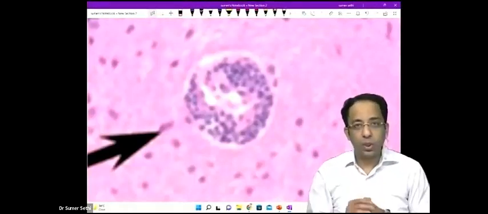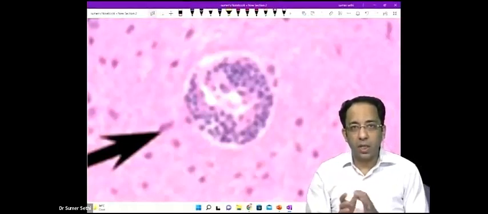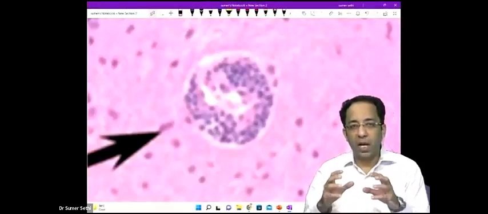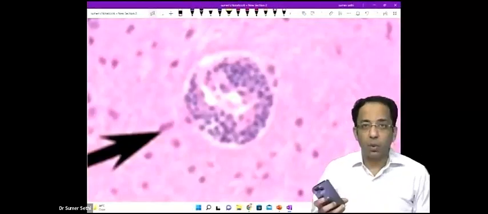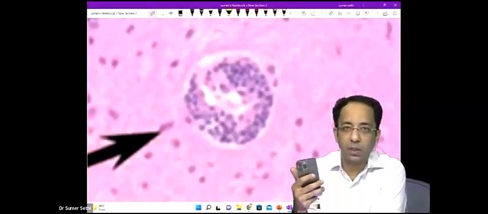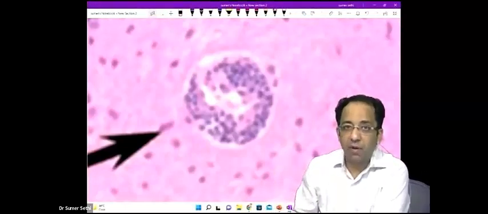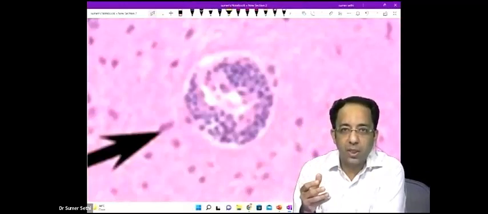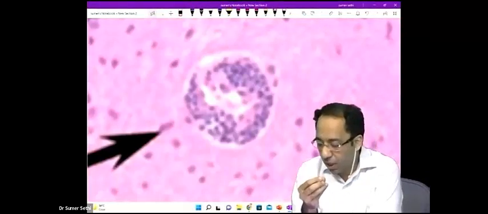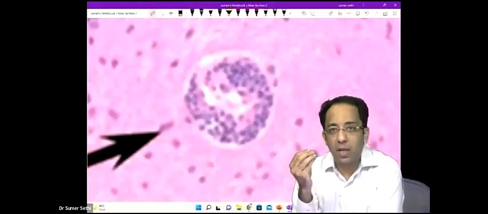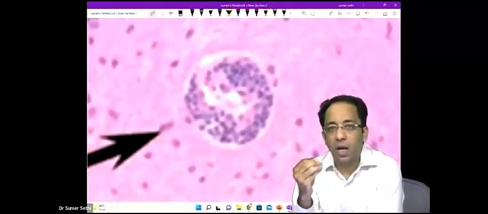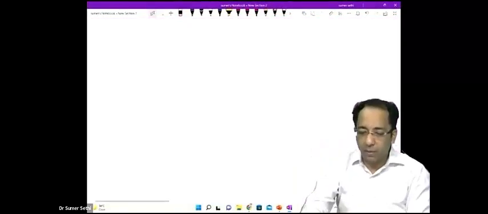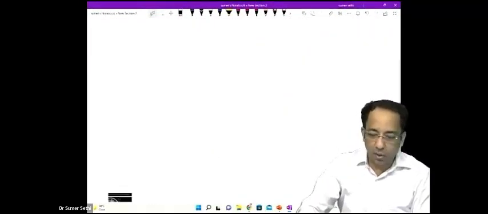So whenever we use a term in radiology called ring enhancing lesion, my question to all of you is, what do you mean by enhancement? Anybody in the chat box, please let me know. What do you mean by the word enhancement? Enhancement means that if a lesion is taking up the dye, that means when I do a contrast CT or a contrast MRI, if I give IV contrast, if the area is taking up the dye, I will call it an enhancing lesion.